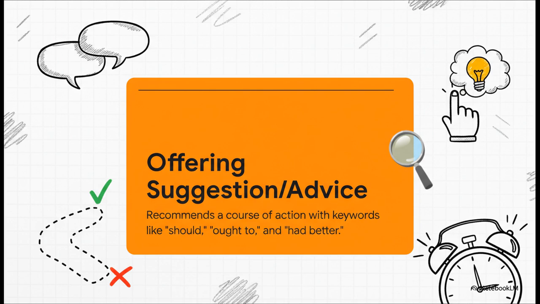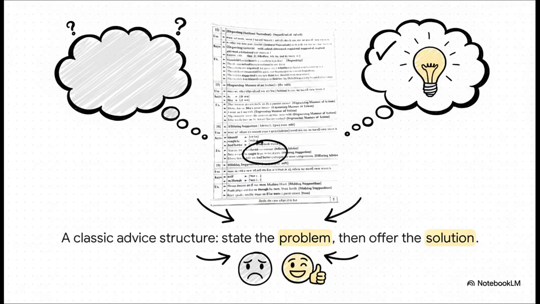Should is a good general recommendation. Had better, well, that one usually hints that something bad might happen if you don't take the advice. Whoa, okay. This example is super direct, isn't it? It lays out a situation, you are fat, and then gives a very clear recommendation using that keyword should. It's that classic structure for giving advice. Here's the problem, and here's my proposed solution.